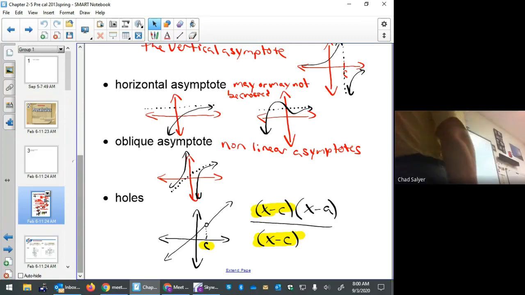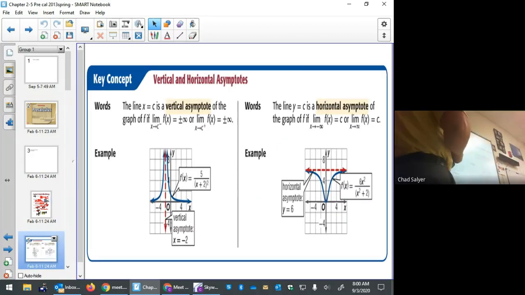Okay, so this is your book's description of a vertical and horizontal asymptote. You don't have to write this down, but know that it exists and you may consult it if needed.